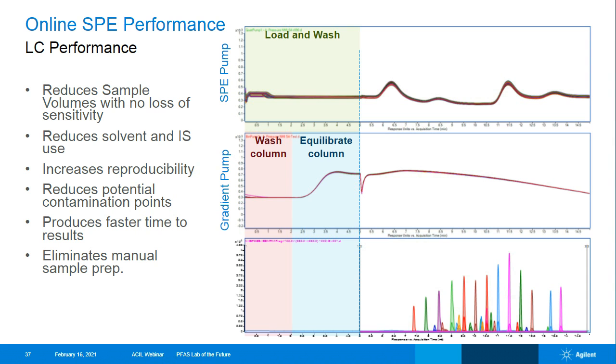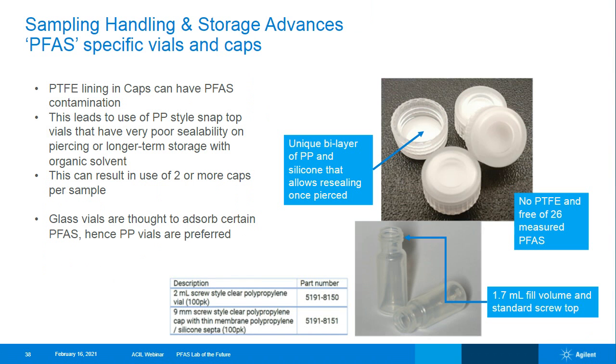And ultimately what it does is it's faster time to results, because the online SPE can provide you answers in about 20 to 30 minutes, because the large volume sample preparation is not required. But it's not all about sample preparation. The smallest thing can make the biggest differences in the lab. And one of the examples is on the sample handling and storage.